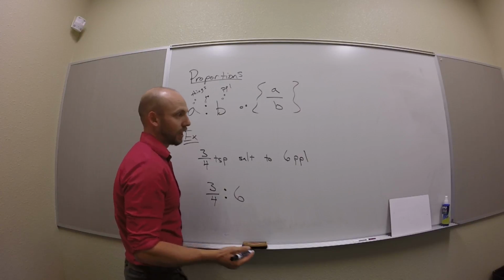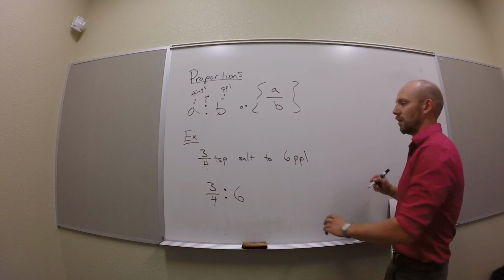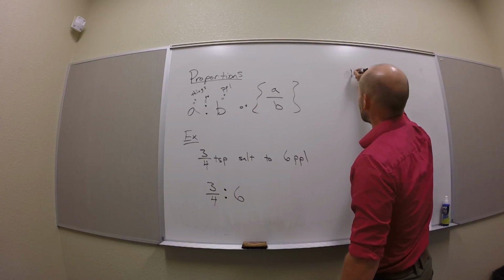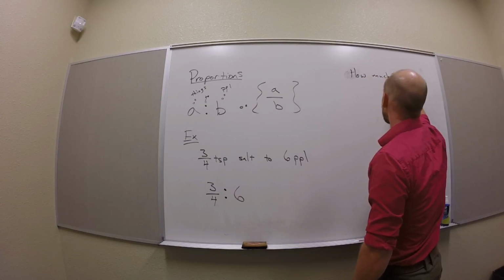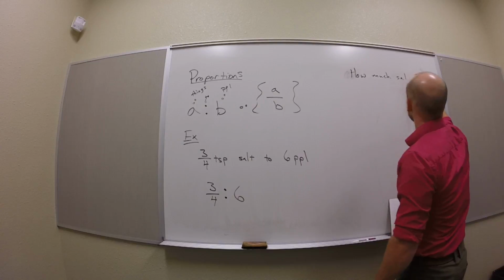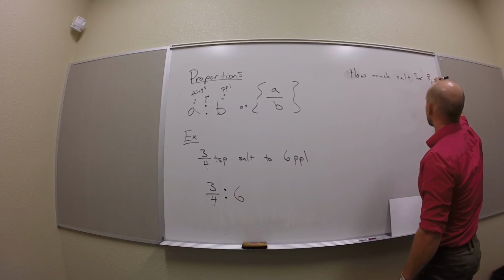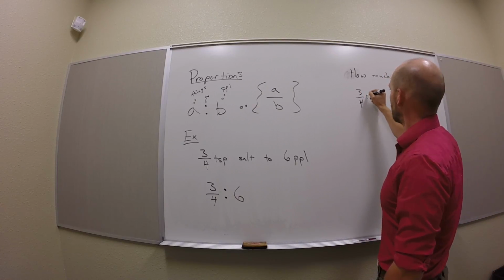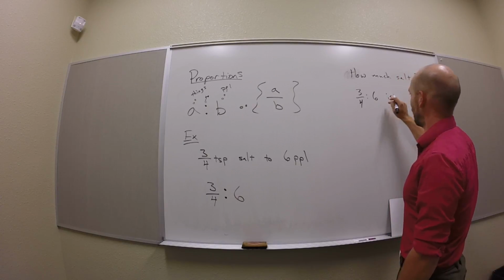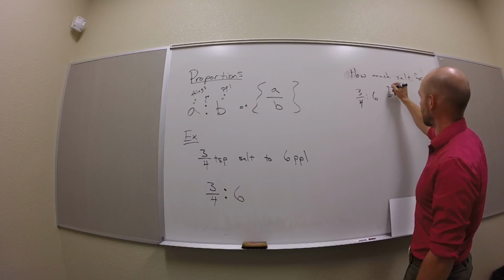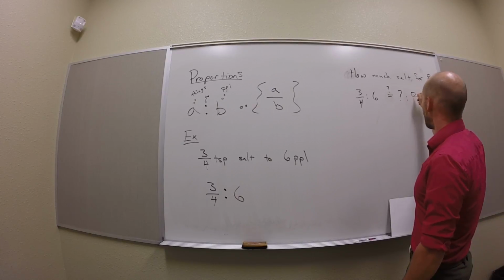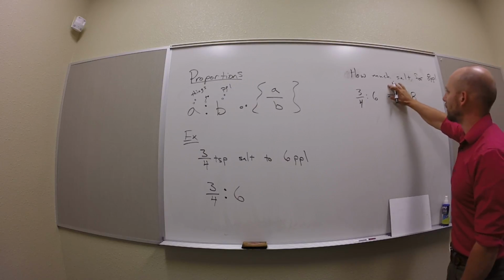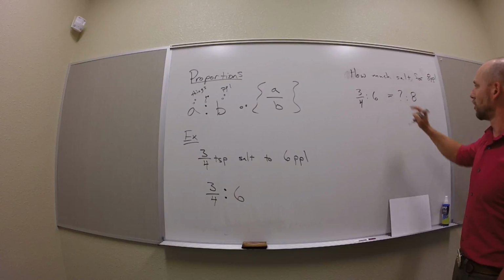If I want to scale that recipe up, like ask the question, how much salt for 8 people, right? That's really me wondering, all right, 3/4 to 6 equals something per 8. And so the way I'm going to set this up is I'm going to say, all right, this is that, and I'm going to solve for the question mark.